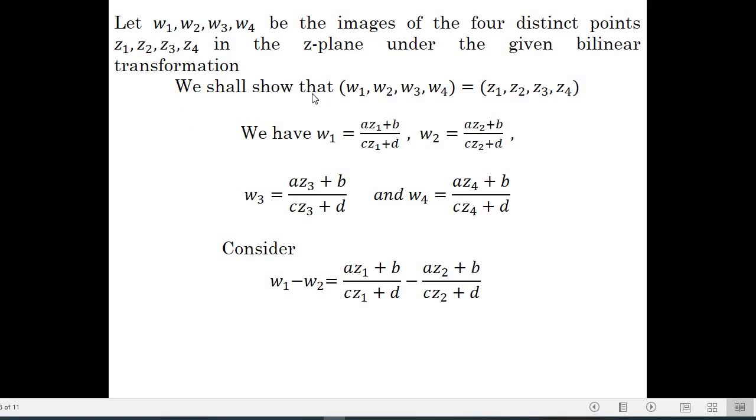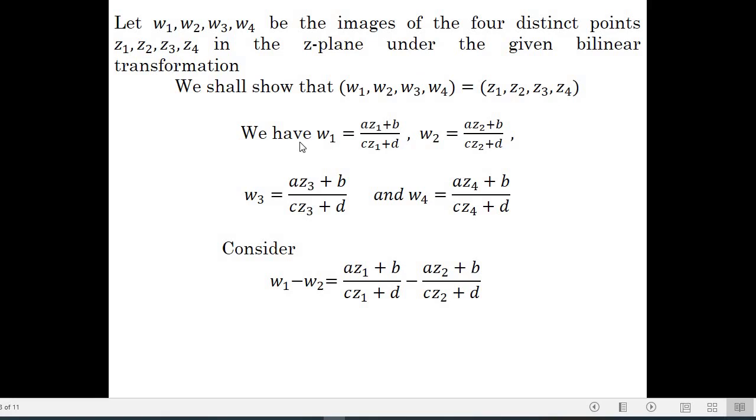Now we shall show that, what we have to prove, it preserves cross ratio of 4 points, which means the cross ratio of 4 points in W plane, which is W1, W2, W3, W4, is equal to the cross ratio of 4 points in Z plane, that is Z1, Z2, Z3, Z4. This is the condition we have to prove. What is this condition? This is the cross ratio of 4 points. That is, bilinear transformation preserves the cross ratio of 4 points.